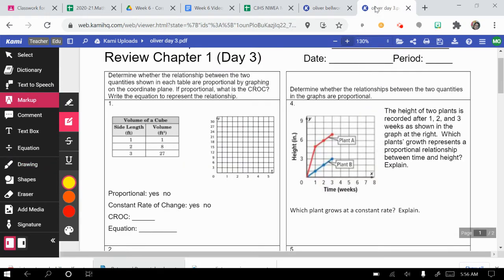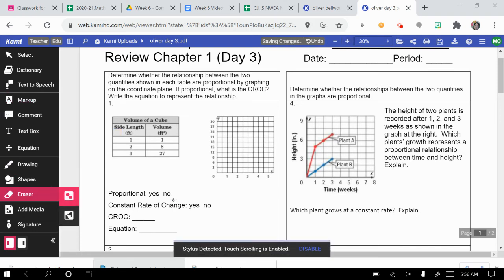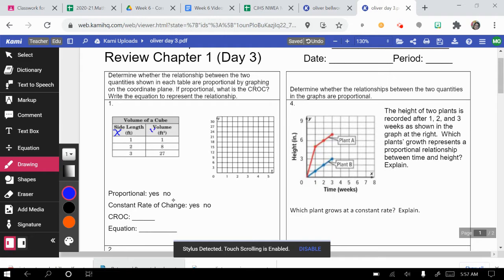Now let's look at today's notes. Kind of a little bit of a spiral review. You're going to plot the points just like we did before. Remember, this is always my x. This is always the y. So when x is 1, y is 1. Well, that one's a little hard to plot. I'm going to assume it's about right there.